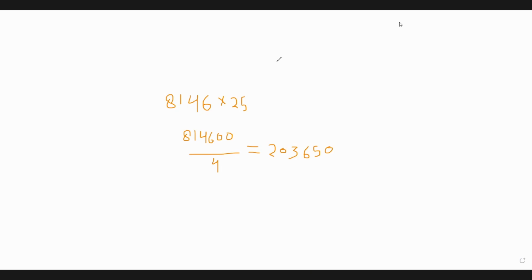Suppose it is 5 to the power 3, like 125. Next is 125 only. So 125 we can write as 1000 by 8. Okay. 4675 into 125: multiply by 1000 and divide by 8. Yes, exactly. So 1000 by 8.